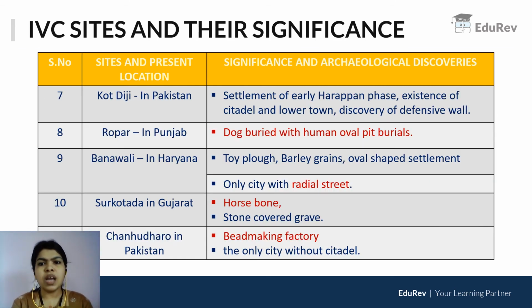And Kotdiji, now you have a discovery of a defensive wall, that is the crucial point with Kotdiji. And Ropar, a dog buried with human in oval pit burials has been found there. Banawali in Haryana, this is the only city with a radial street. And not just that, the oval shaped settlement and the radial street, these two are very important when you try to remember Banawali. And Surkotada, yes, of course, the only small evidence of horse bone was found here. And Chanhudaro was famous for the bead making factory and the only city without a citadel.